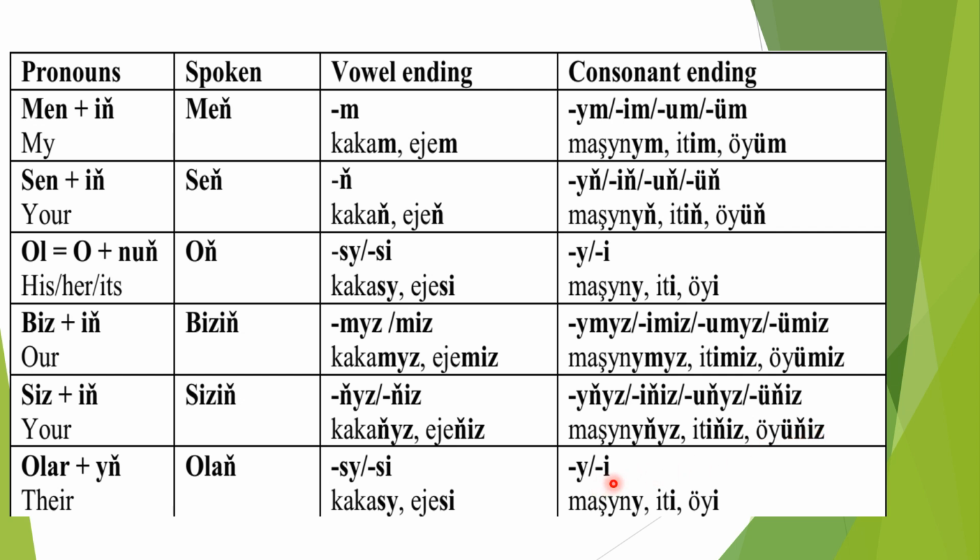And the last one, but not the least, again, y and si. They are the same for third person plural and singular: maşyny, iti, öýi. I hope you got some knowledge from this video.